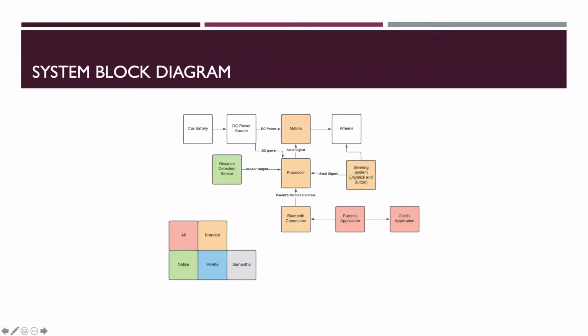This is our system block diagram, where we have blocked out the different hardware and software requirements. In the middle, you see we have a processor that sends signals to the motor, steering system, and the distance detection sensor. This is all powered through the car battery and the DC power source. We also have a Bluetooth connection to the parents' application that is able to also control the car.